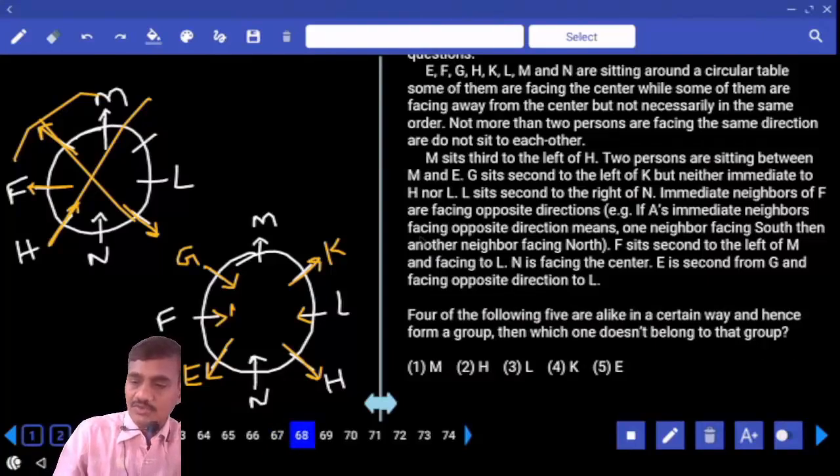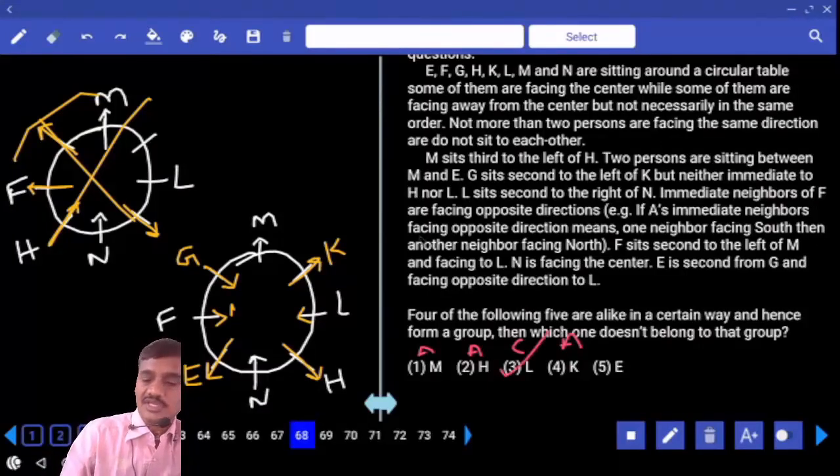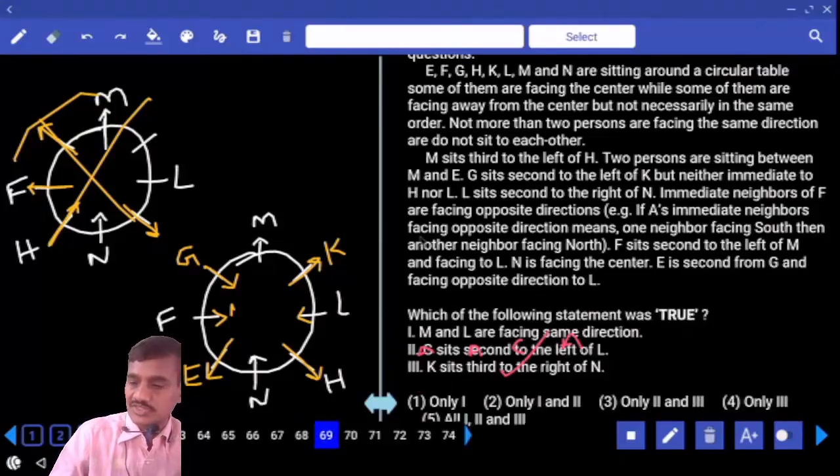And 68, four out of the following are alike, find the odd one out. M, H, L, K, E. M is away. And H is again away. And L is towards the center. And K is away, isn't it? And E is also away from the center. Except L, the remaining persons are away from the center. L is facing towards the center.